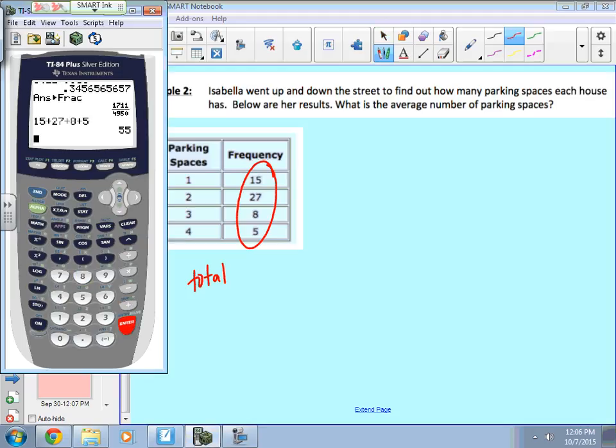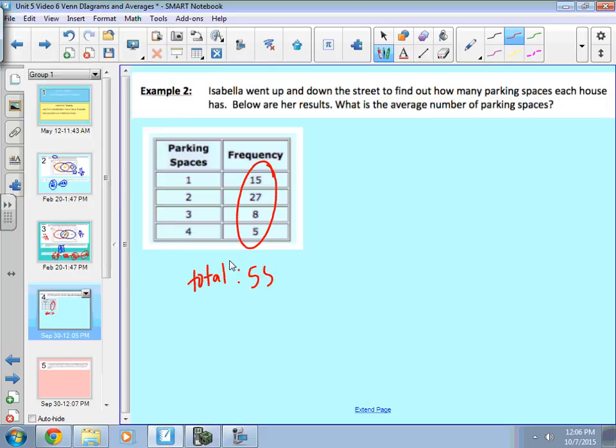So when we do that, it looks like the total here is 55. So when we're finding our average here, on the bottom, we're going to have 55 because that's how many times total that we looked. But we need to know how many total parking spots there are for the top. So how many total parking spots were there?